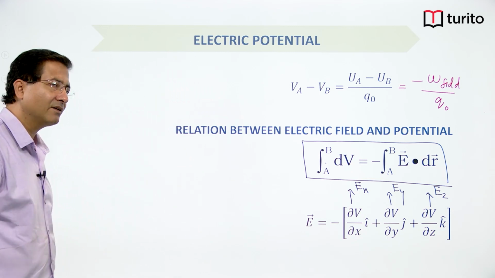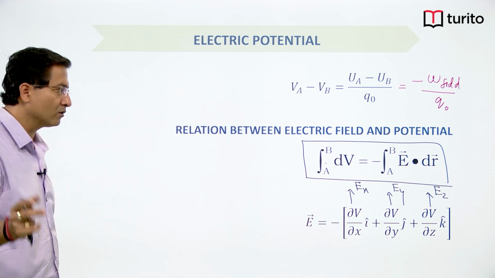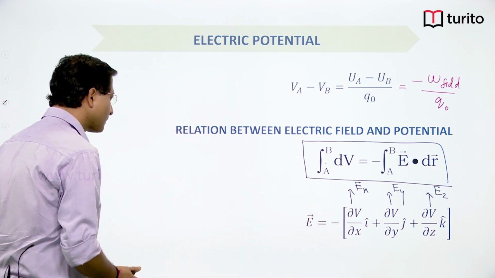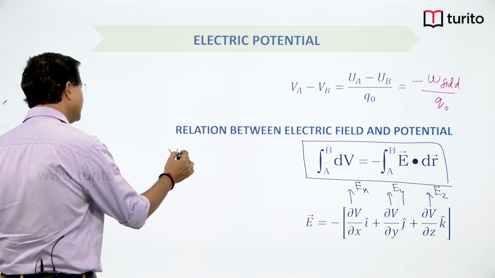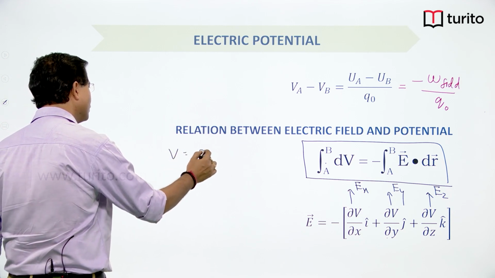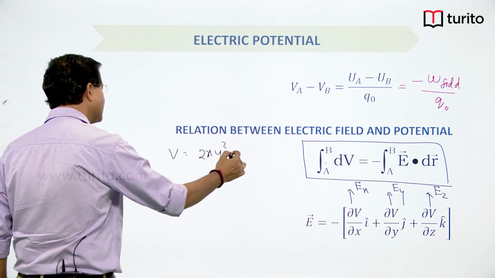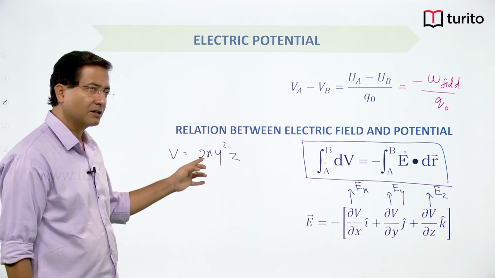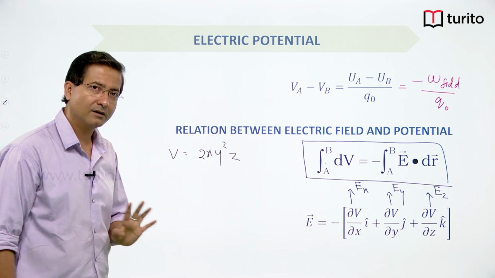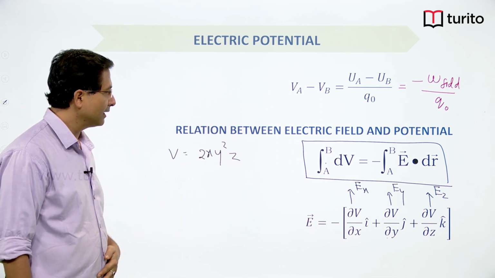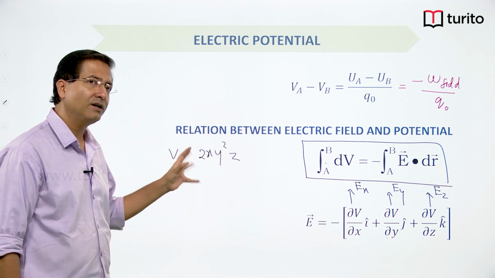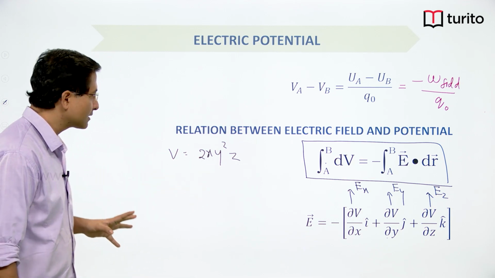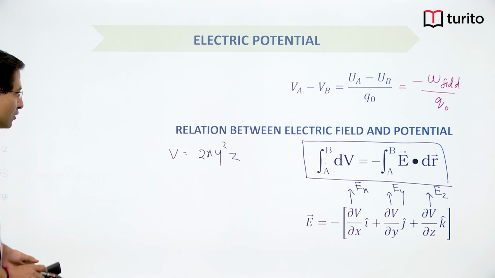If potential is given in terms of r only, like in this situation, say I give you potential like this, V is equal to 2xy square z. So, potential depends on x, potential depends on y, potential depends on z, right. And I ask what is the field in the space. So, I gave you potential and now I am asking what is the field in space.